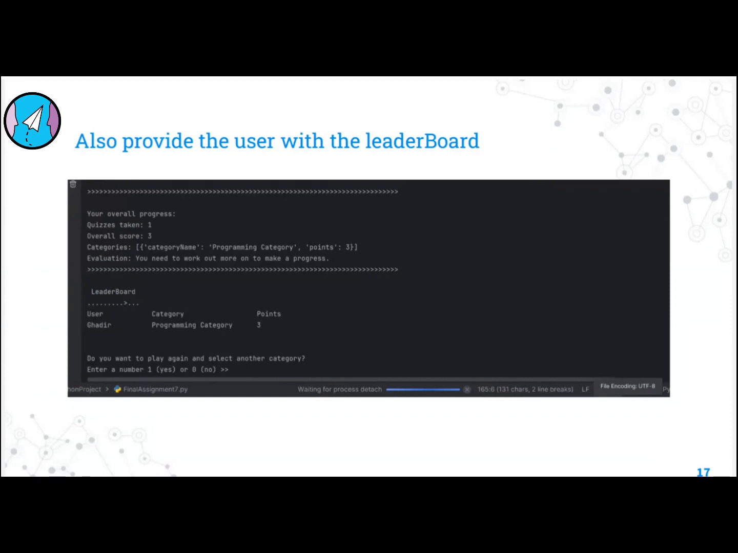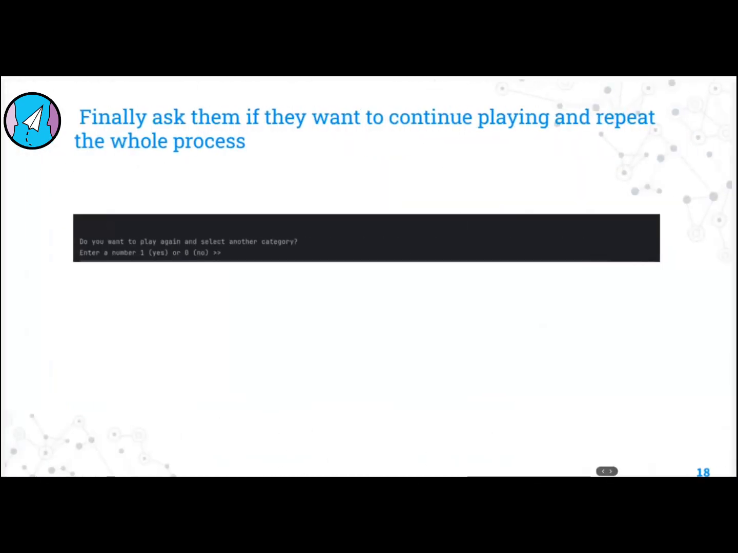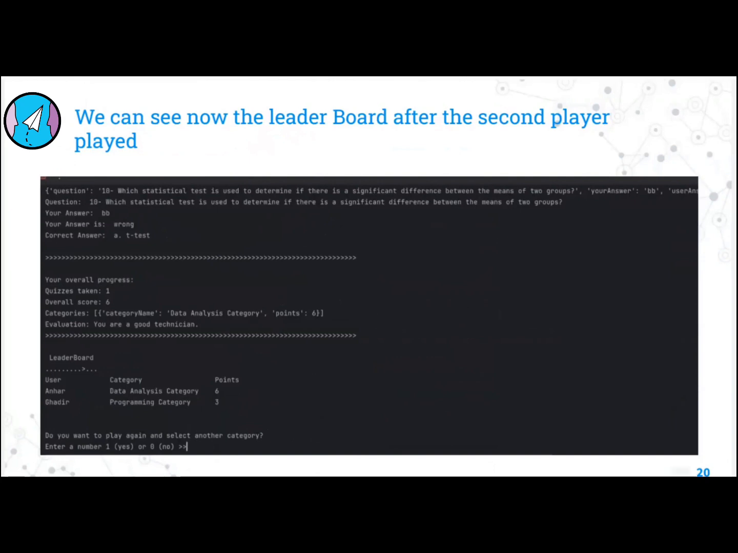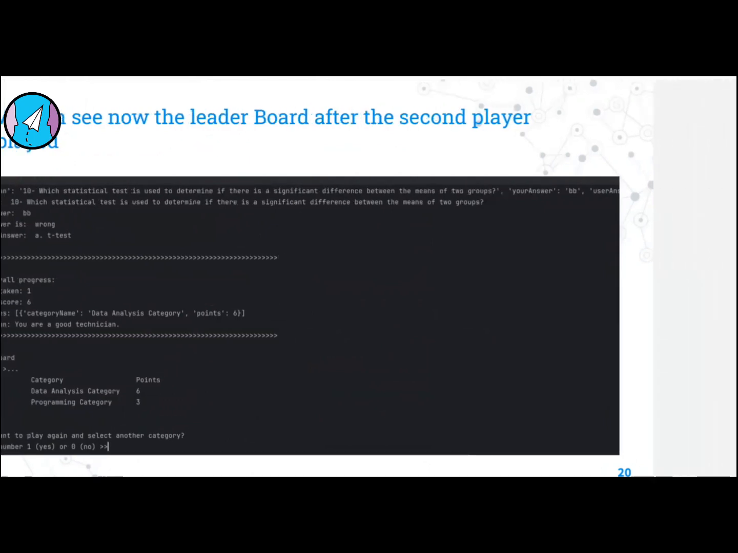After the user finishes taking one quiz, the application will ask the user, do you want to play again or select another category? If he enters yes, it would ask him to enter the category, and the program will repeat the whole process depending on the category that he wants to try. For example, here there is another user, Anhar, and she chose a category. After that, she answered the questions, and she got 6 points. See in the leaderboard, Anhar and Ghadir. Anhar got 6 and Ghadir got 3, but it was in a different category, as is obvious here. And her evaluation was that she was a good technician because she answered very well. She got 6 out of 10.